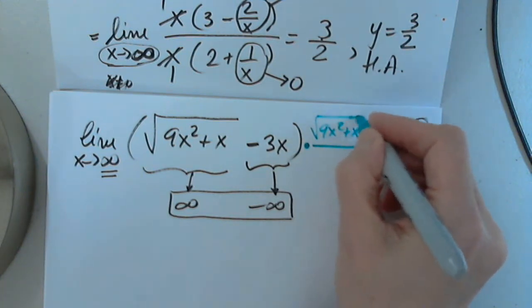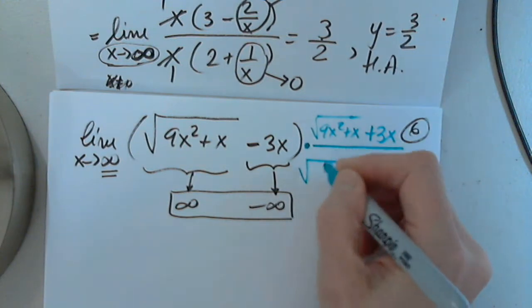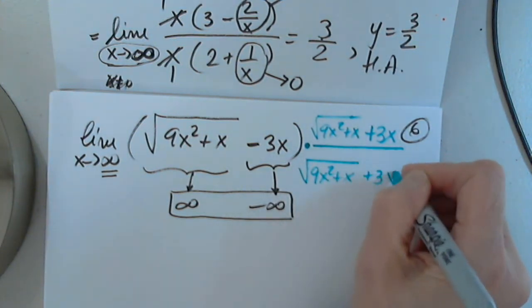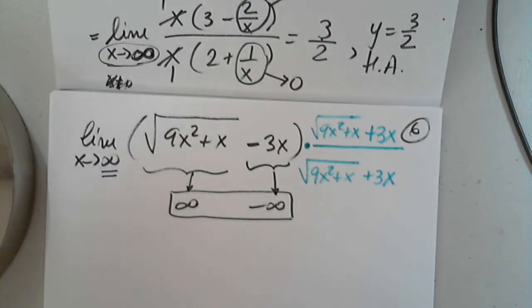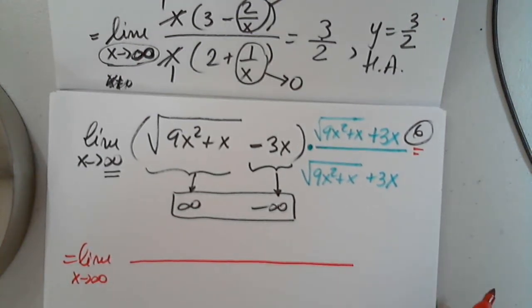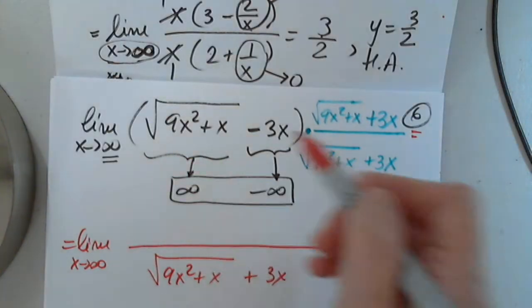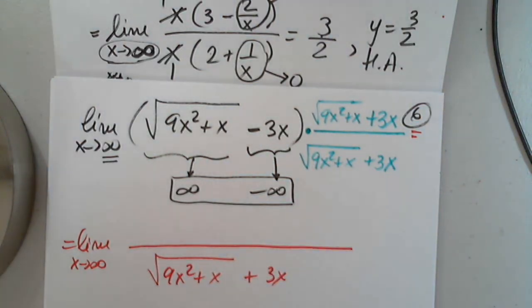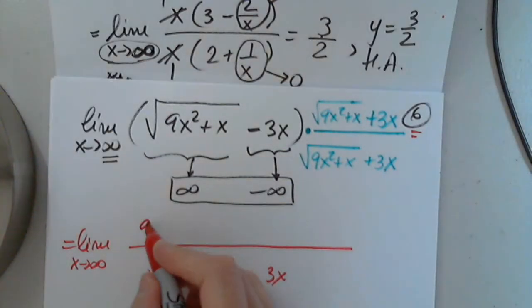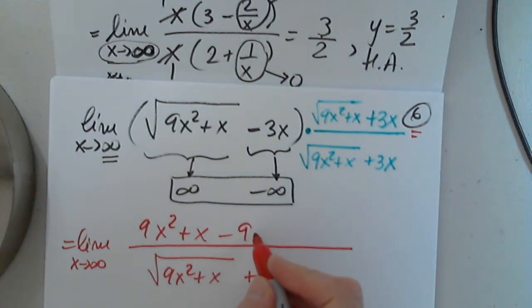9x squared plus x plus 3x. Same thing in the denominator, mandatory. Plus 3x. Exactly. Thank you. Good. So now we have limit as x approaches infinity. I will write the easy part, and you'll give me the difficult part. So can anyone multiply those two for us? Anyone? Is it 9x squared plus x minus 9x? Brilliant. You mean 9x squared? Oh, sorry, yes. 9x squared. Perfect. Excellent. Thank you, Dylan.